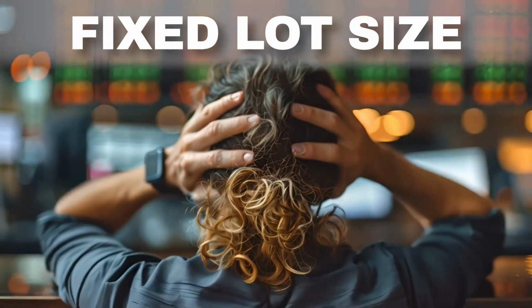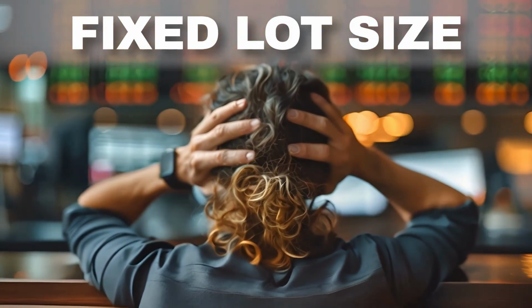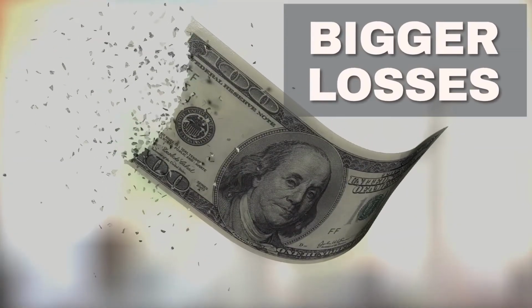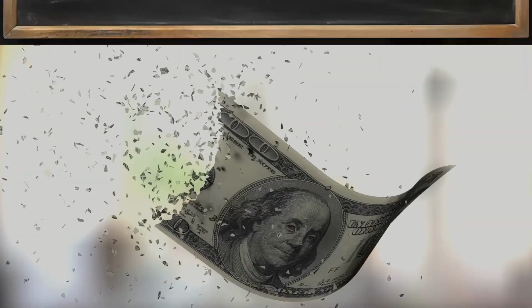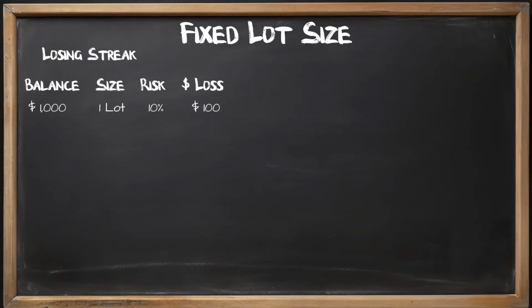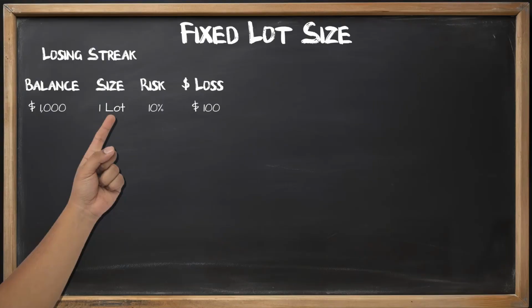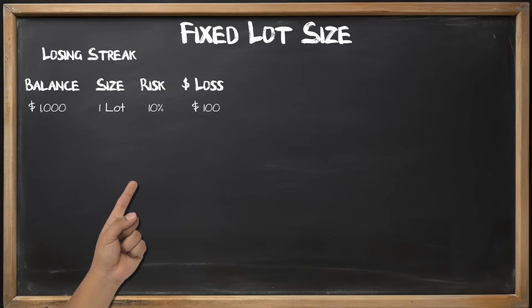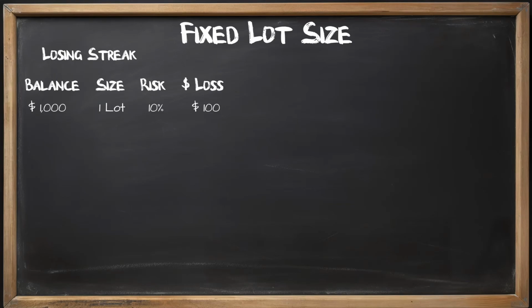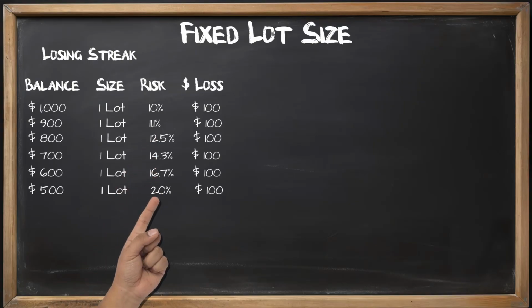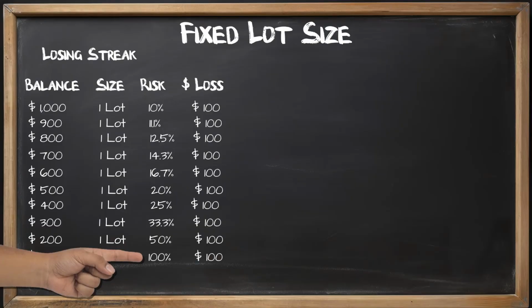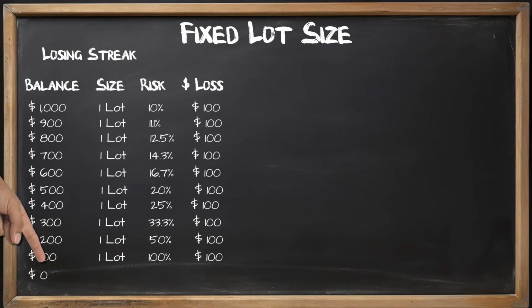Most people use a fixed lot size for every trade, and it's the biggest mistake you can make. It makes your losses bigger than they should be and your wins smaller. It's one of the dumbest things traders do. Let me explain. With a $1,000 account, if you enter a 1-lot position, you're risking 10% of your account. I know that's high. I'm just using simple numbers to demonstrate the problem that's hidden from most people. The next trade is risking over 11%. After 5 losses, your next trade is risking 20% of your account, and your 10th trade is risking 100%. And if that loses, you've wiped out your account to 0.